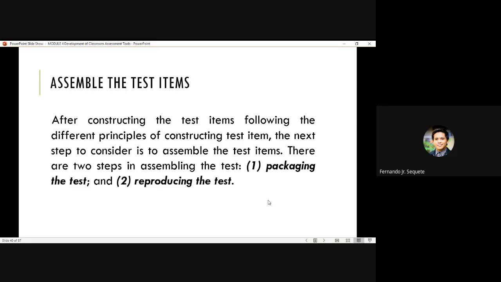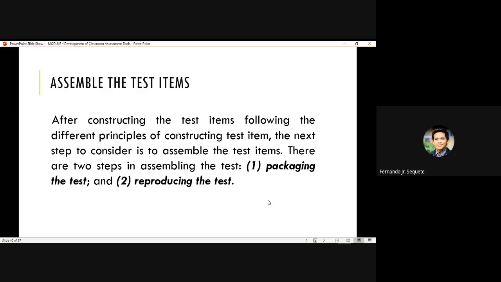So for example, if you have made multiple choice items, put all the multiple choice together, part 1. Next, identification, part 2 naman. So lahat ng true-false na question, ibutang siya sa isa ka place pod. So that is what we mean by assemble the test items.